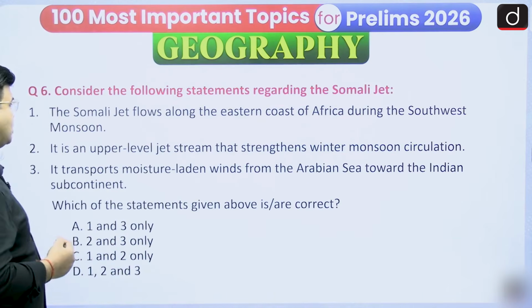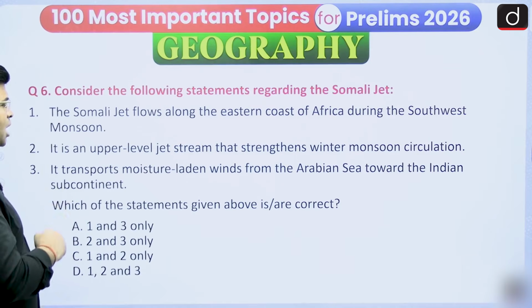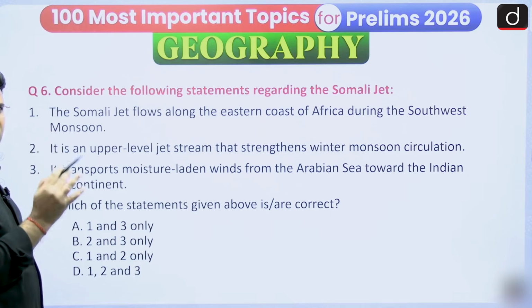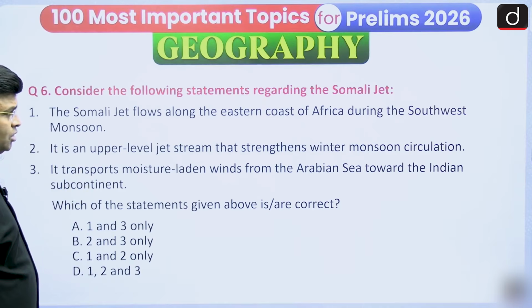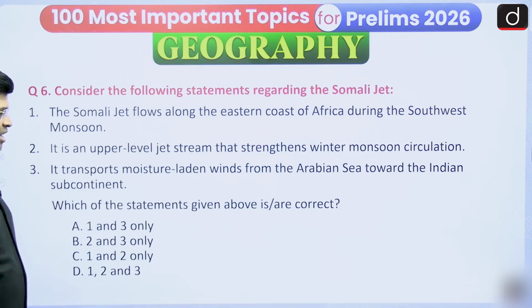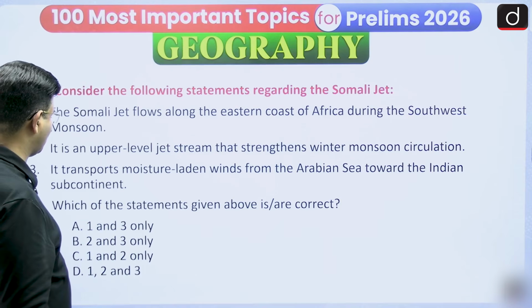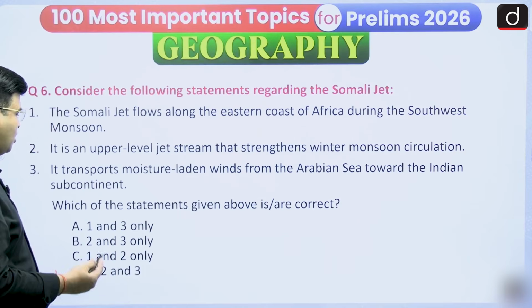So, on the basis of this Somali Jet, consider the following statements regarding the Somali Jet. The Somali Jet flows along the eastern coast of Africa during the southwest monsoon. Yes, you have to say whether it is right or wrong. It is an upper level, or whether it is a low level or upper level, that you have to remember. It is an upper level jet stream that strengthens the winter monsoon. And the third statement, it transports moisture laden winds from the Arabian Sea towards the Indian subcontinent, and these are the options.